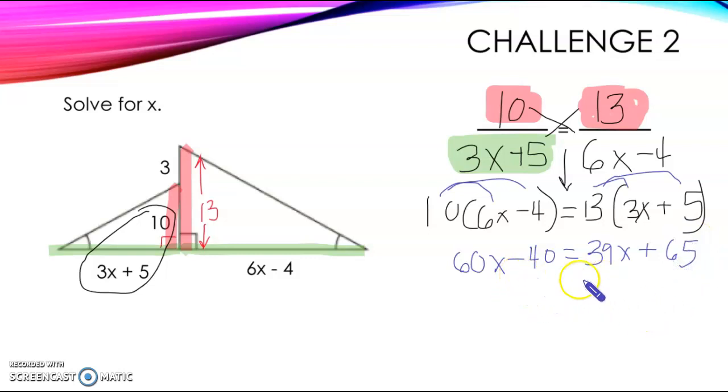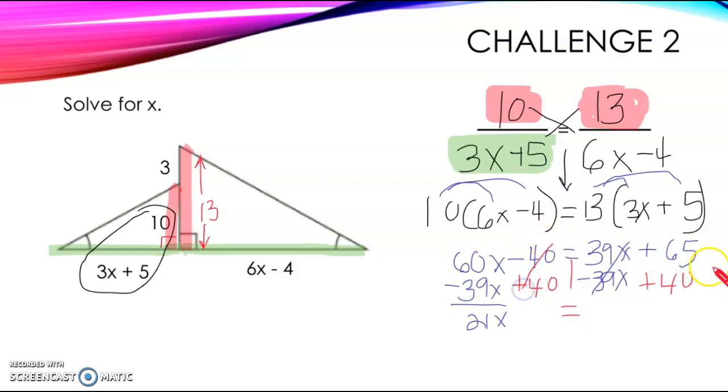I'm going to go ahead and try to keep things positive again. I'm going to subtract 39x from my like term there. 60 minus 39 is going to be 21x. And then just switch up my colors here. Let's bring that 40 over to the other side. I don't want to lose my equal sign. My equal sign's right here. So we're going to get 105 on the right. I'm going to divide 105 by 21, which is 5.